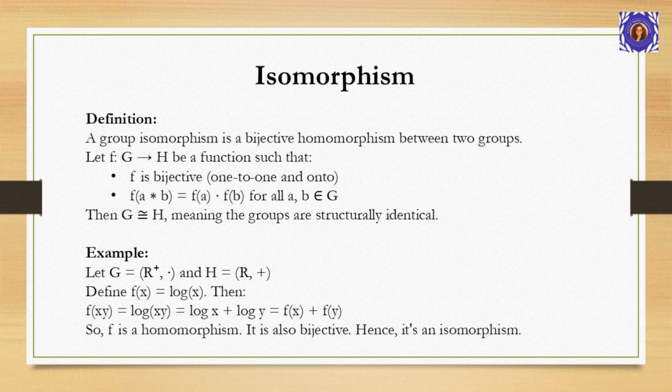For example, let G equal the positive real numbers under multiplication and H equal the real numbers under addition. Define f of x equals the natural logarithm of x. Then f of x times y equals the natural logarithm of x times y equals the natural logarithm of x plus the natural logarithm of y equals f of x plus f of y. So f is a homomorphism. It is also bijective. Hence, it's an isomorphism.